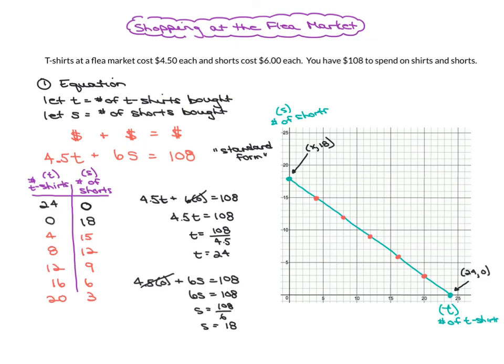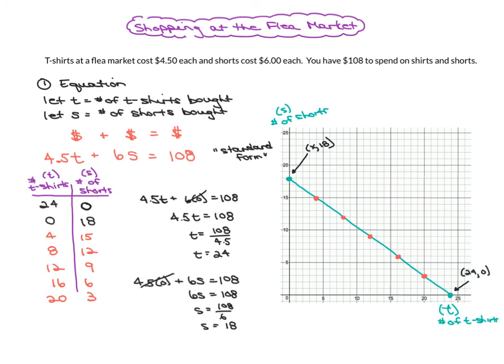Realistic combinations are going to be any point on the graph where both the number of t-shirts and the number of shorts are whole numbers. There's no notion of really buying half a t-shirt or a third of a pair of shorts. So what I did is I went through and looked for points on the graph that were on the grid lines. I've also recorded them in the table.